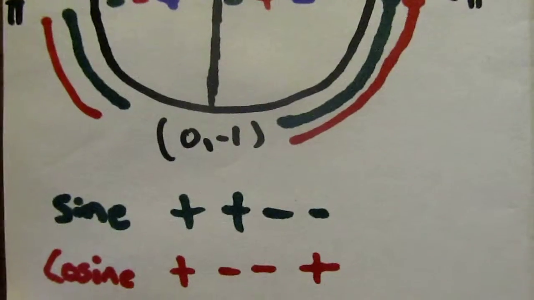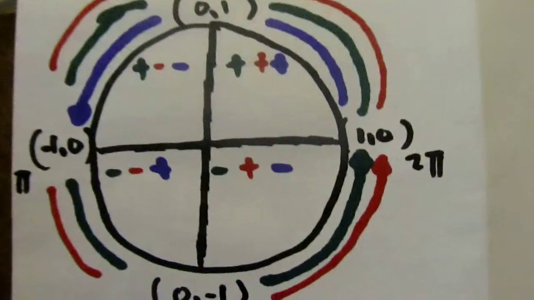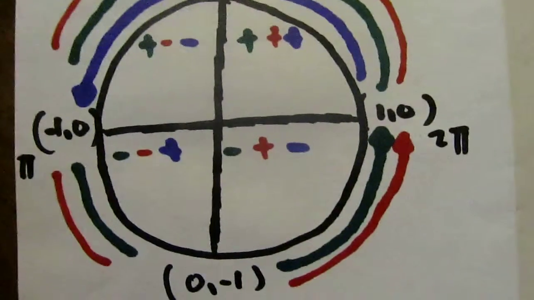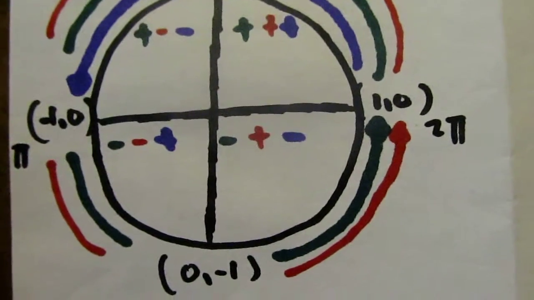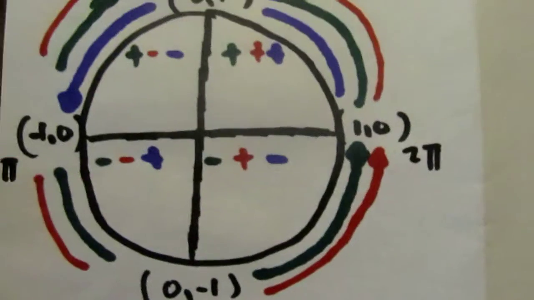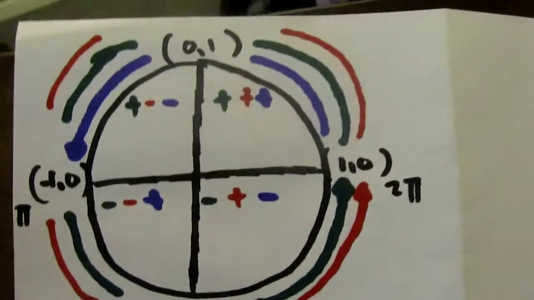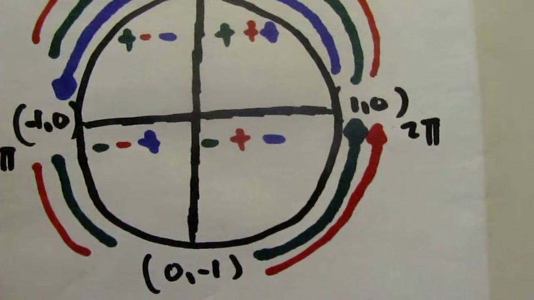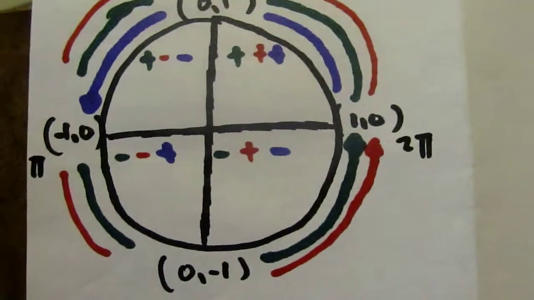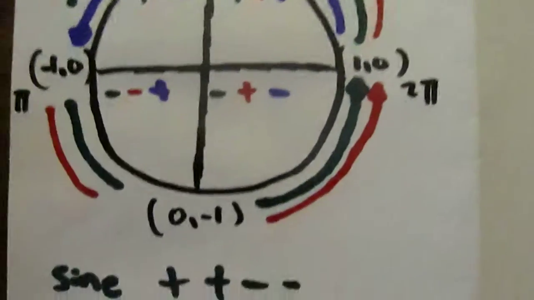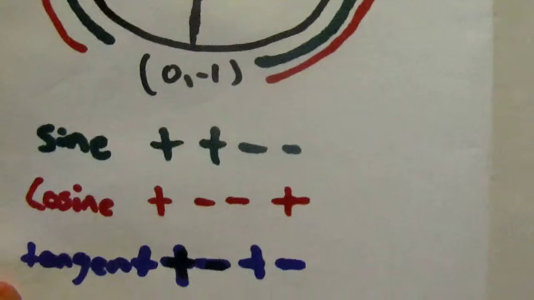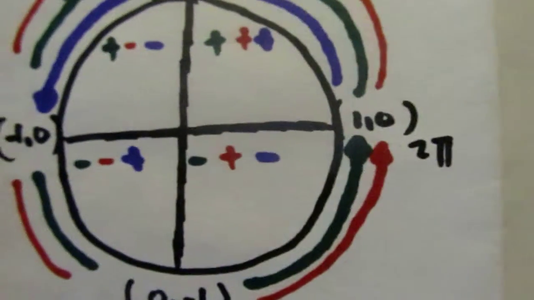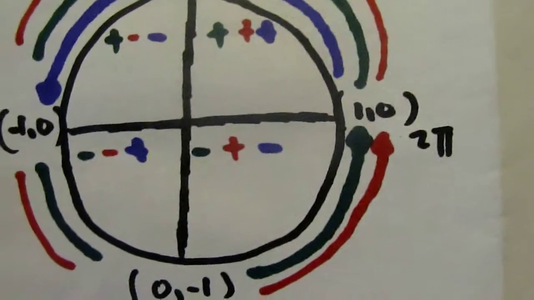Now, our cosine is similar, as it's positive in the first quadrant, but it's negative in the second quadrant, negative in the third quadrant, and positive in the fourth quadrant. That new pattern right there is the reason why it goes around once, thus it being 2 pi as our period.